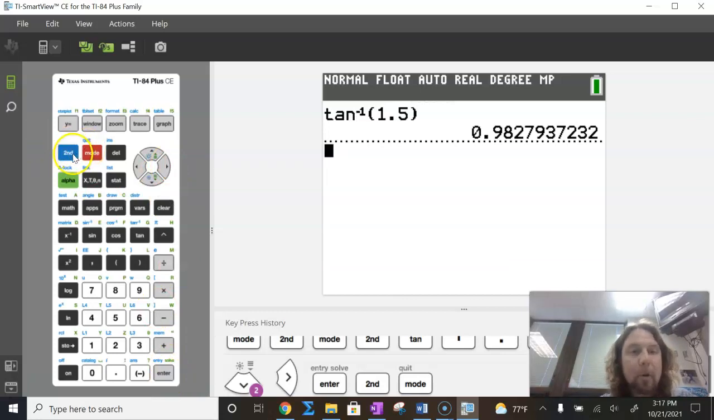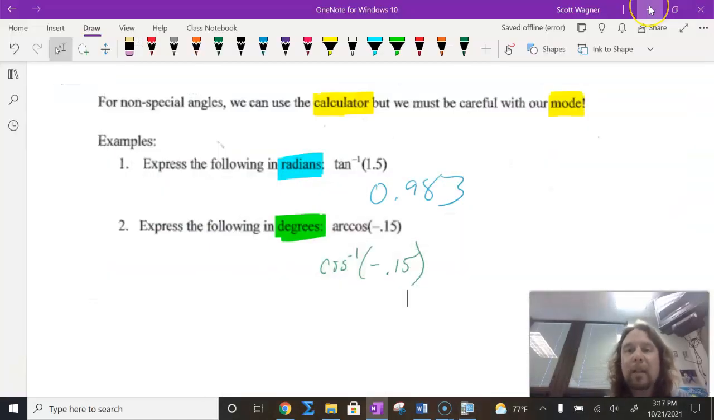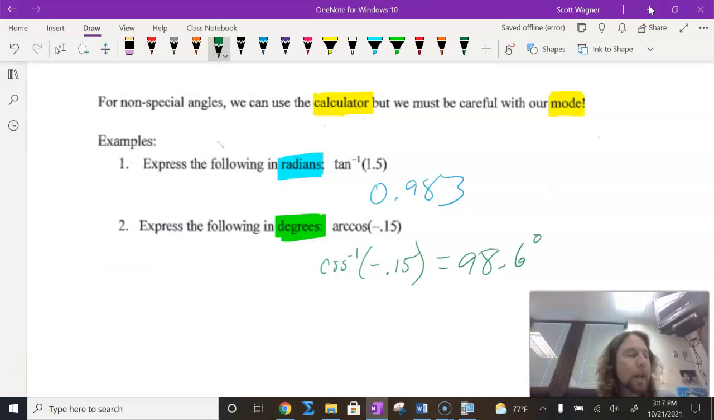And I want the inverse cosine or the arc cosine of negative 0.15. Pretty much just type it into the calculator right there. So I got 98.62 or so, 98.6 degrees. So that's what I'd end up with, 98.6 degrees, because I'd asked for it in degree mode, not in radian mode. So that's something you can use your calculator for as you go through.